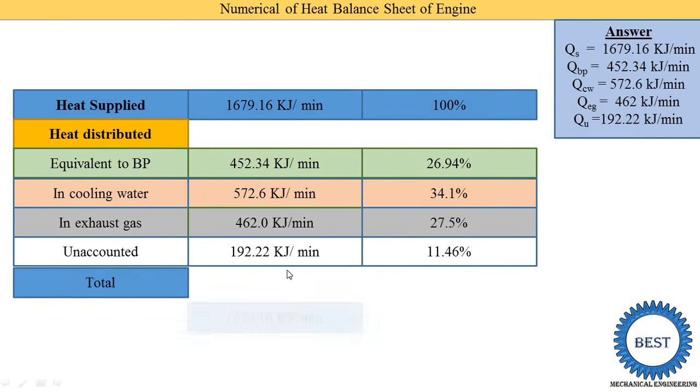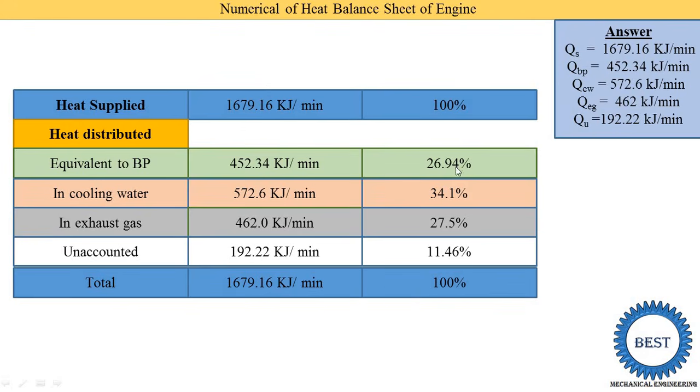Now we make the total. This total of the heat distributed is by default equal to the heat supply. And all this summation is equal to 100, meaning 26.94 plus 34.1 plus 27.5 plus 11.46 is equal to 100. So all are the same.